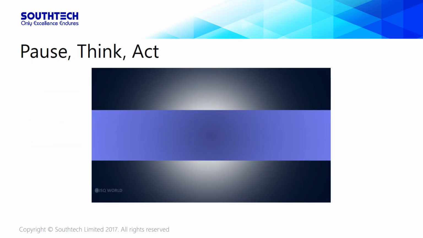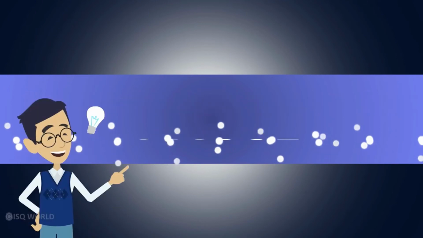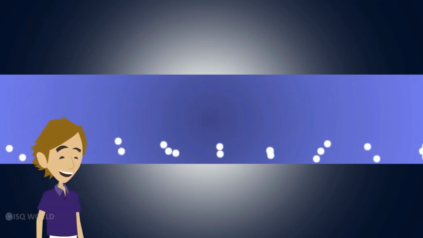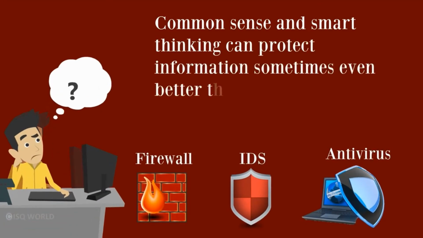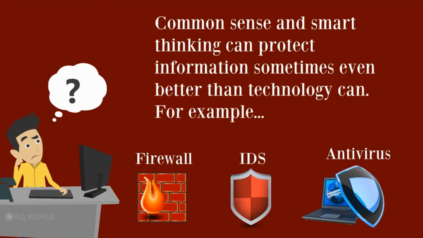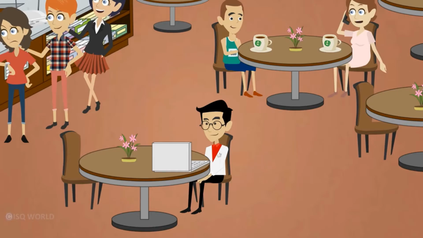Let us watch another video that will help us with ways to reduce the risks and cybersecurity threats online. Information security works best when you pause, think, and act. Common sense and smart thinking can protect information sometimes even better than technology can. For example, when connecting to a Wi-Fi in public places.